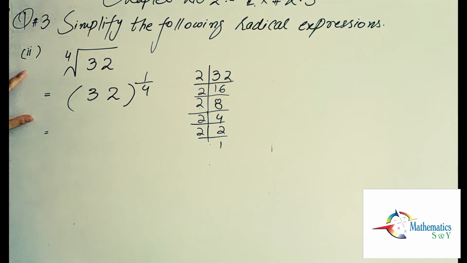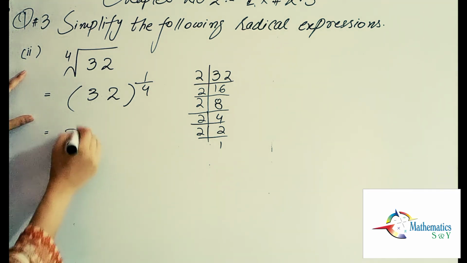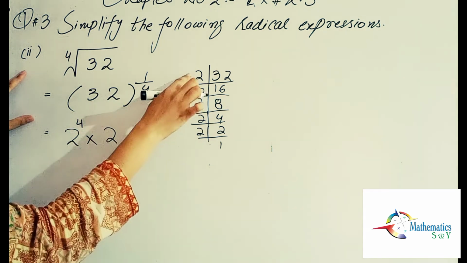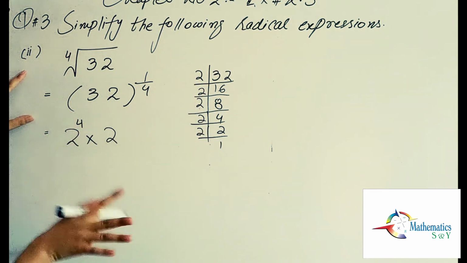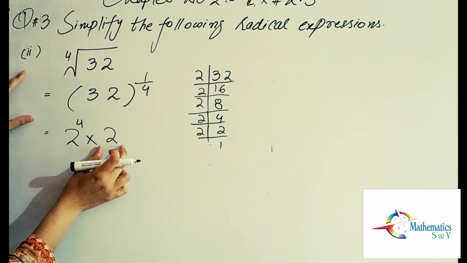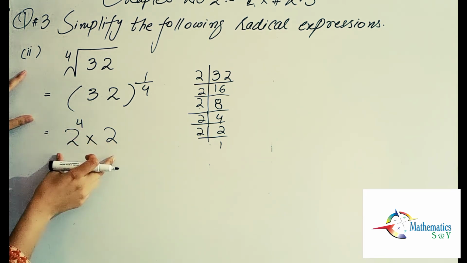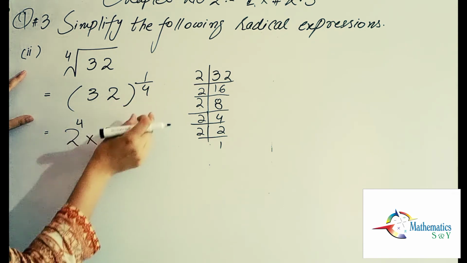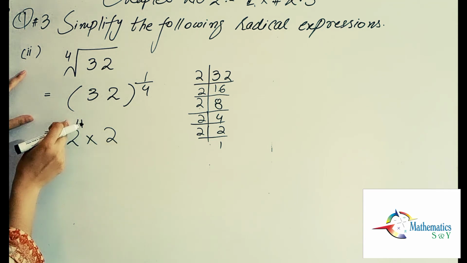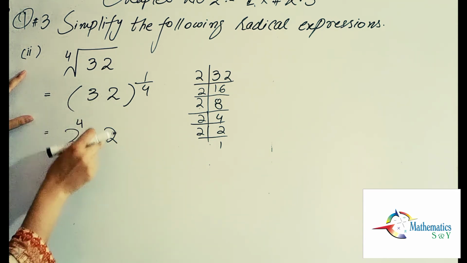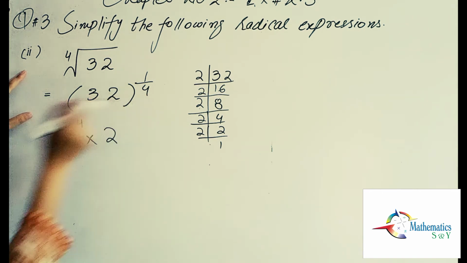So we cannot cancel the 5 with 4. So we write it as 2 power 4 into 2. It means how many 2s are there? 5. I have written this as four 2s combined here and one 2 here. Why did I do this? Because here the denominator of the power is 4 and this 4 will be cancelled by 4. But if I write this in the form of 2 raised to power 5, that 5 will not be cancelled by this 4.